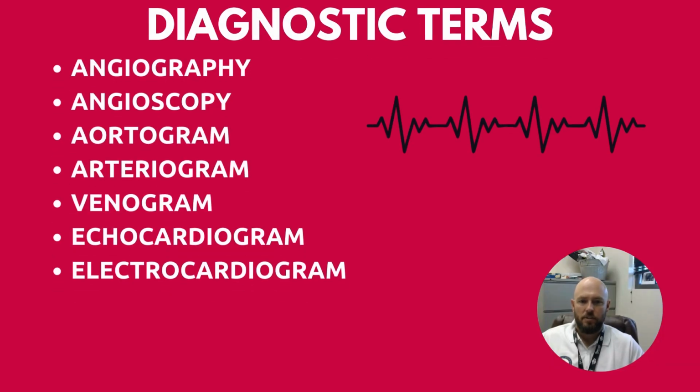Diagnostic terms. So first, angiography is radiographic imaging of blood vessels. Angioscopy is visual examination of the blood vessels. Aortogram is a radiographic image of the aorta. Arteriogram is radiographic imaging of an artery. Venogram, radiographic imaging of a vein.